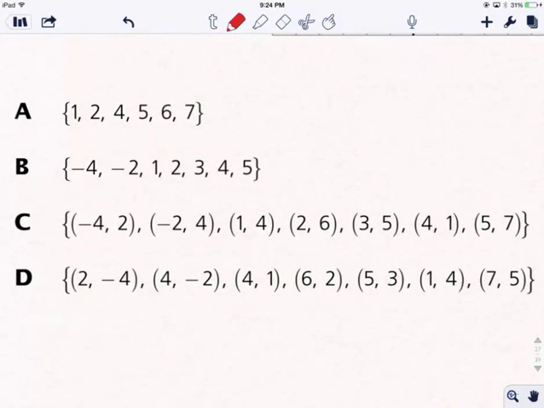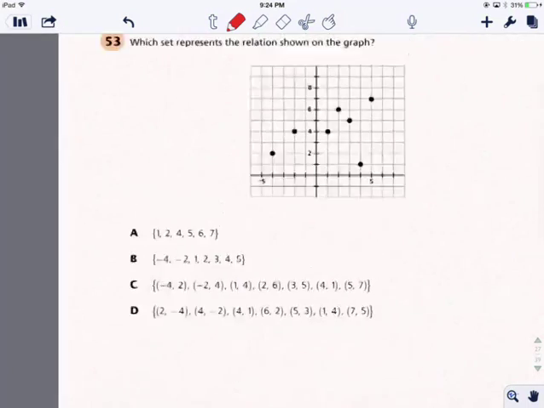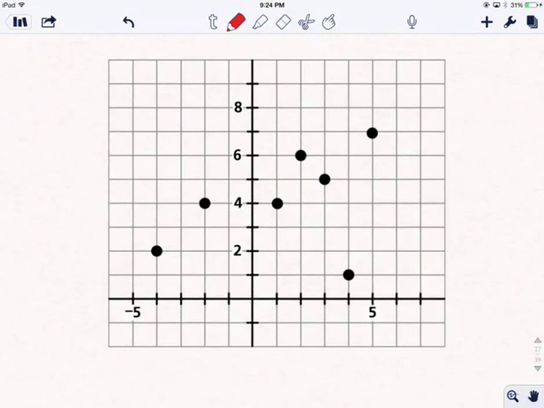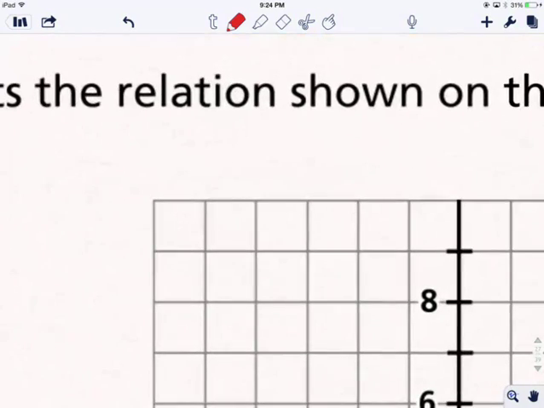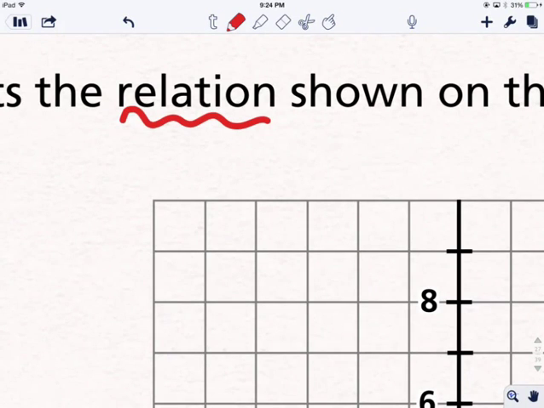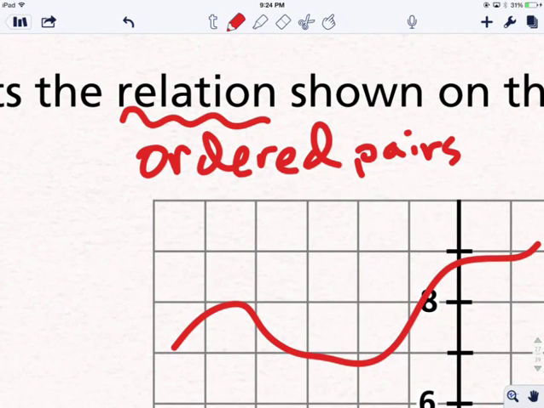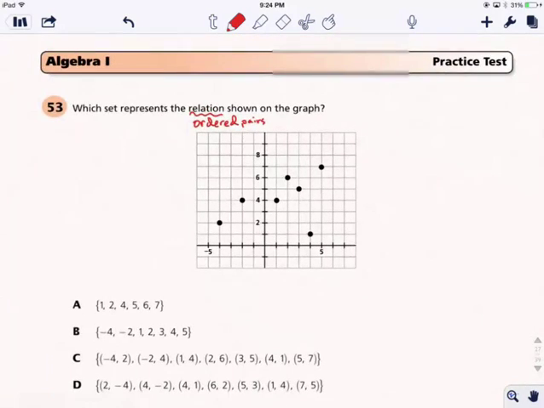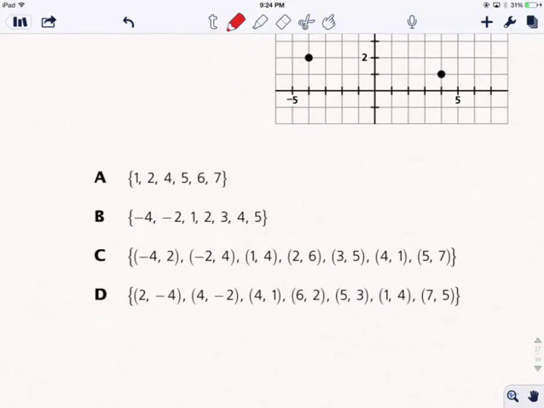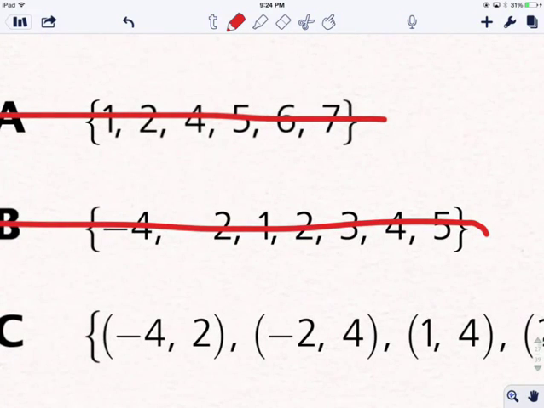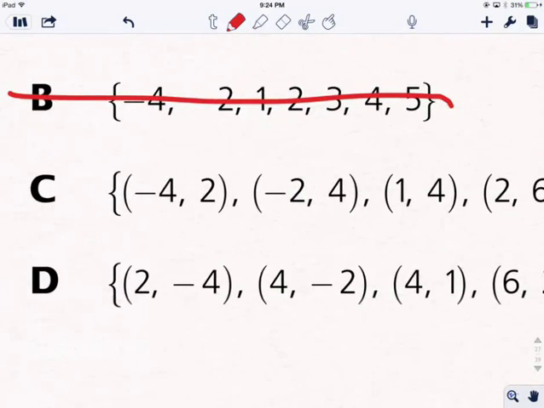In number 53, we are given a graph with some points, and we are asked to determine which of these sets of numbers or sets of ordered pairs represents the relation shown in this graph. Now remember that a relation is just a set of ordered pairs. A relation must be ordered pairs, points, or a graph, right, which is just a set of ordered pairs as well. So just from that, we know that answer choices A and B are not correct because these are sets of individual numbers.